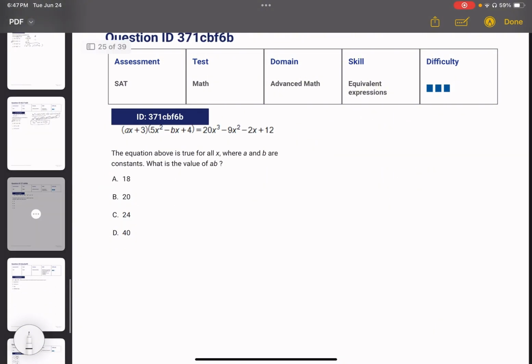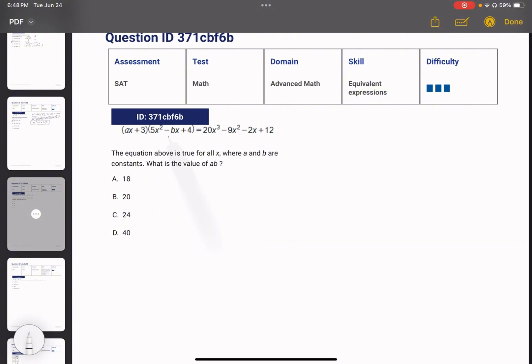Okay. We're going to do this last problem for today. The equation above is true for all x, where a and b are constants. What is the value of ab? Okay, so looking at this equation, if both of these sides are equal, we know that the constants have to fill in to equate to this side.